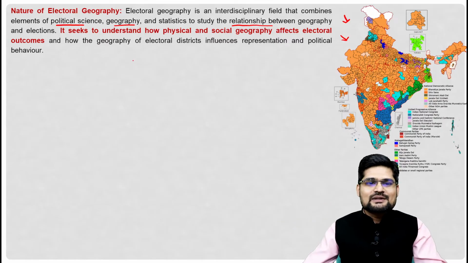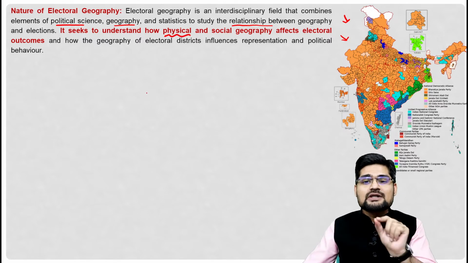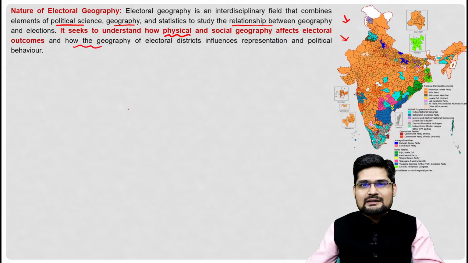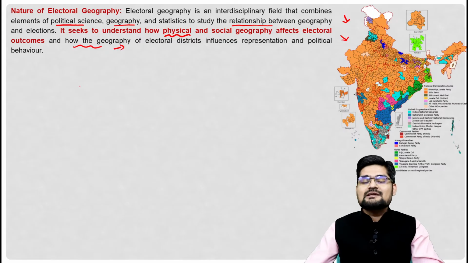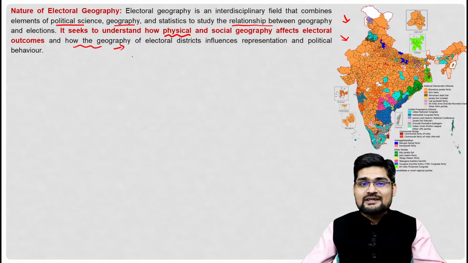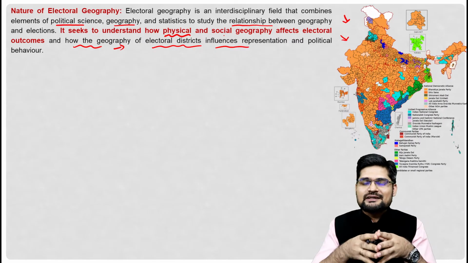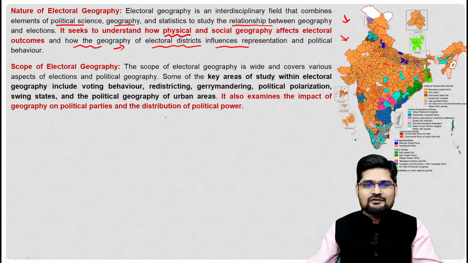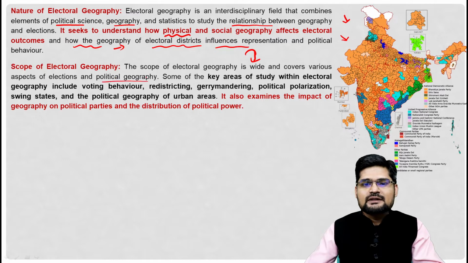It seeks to understand how physical as well as non-physical factors, which are social, cultural, and several others, are combined together, and how these factors, very importantly, influence the outcomes related to elections, the results of elections. So electoral districts and the influences of the various factors are what we discuss in this nature of electoral geography. If you observe the scope of electoral geography, it has a wide scope across the aspects of elections and political geography together.